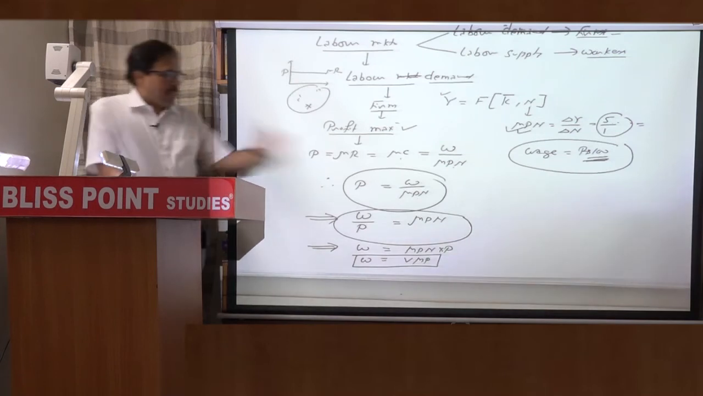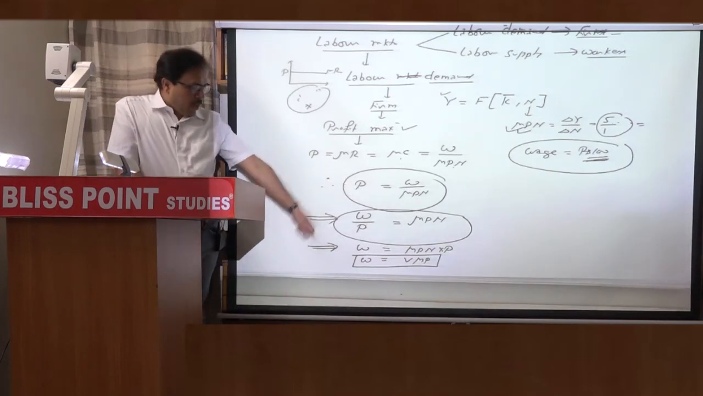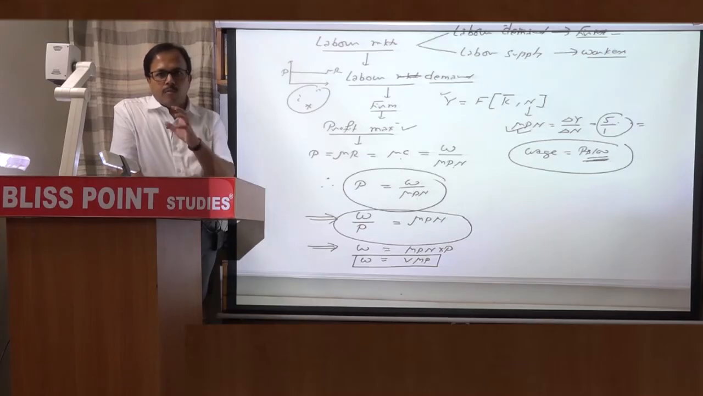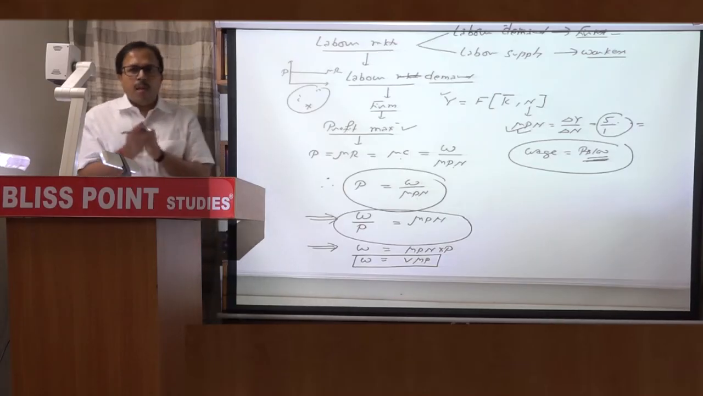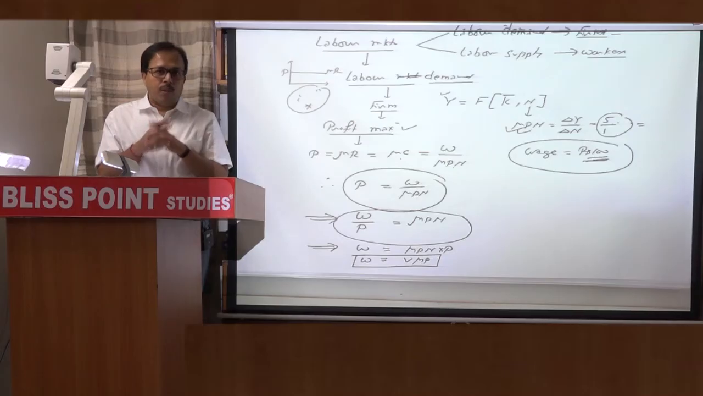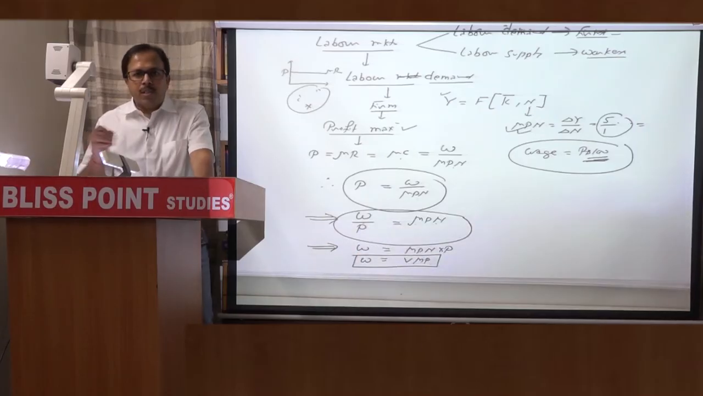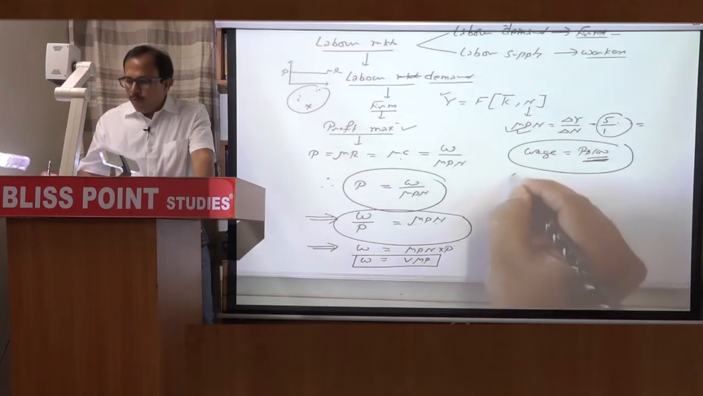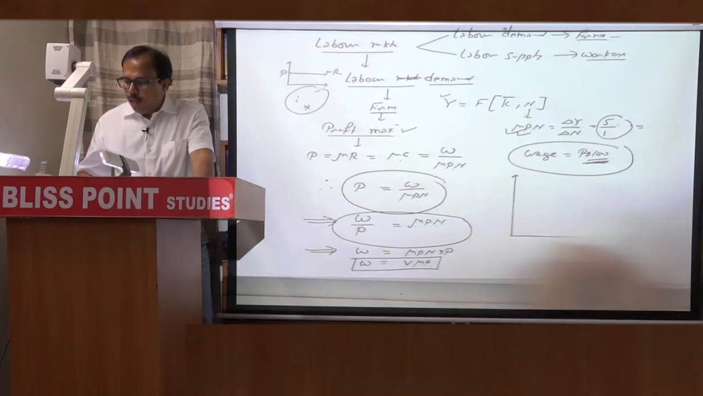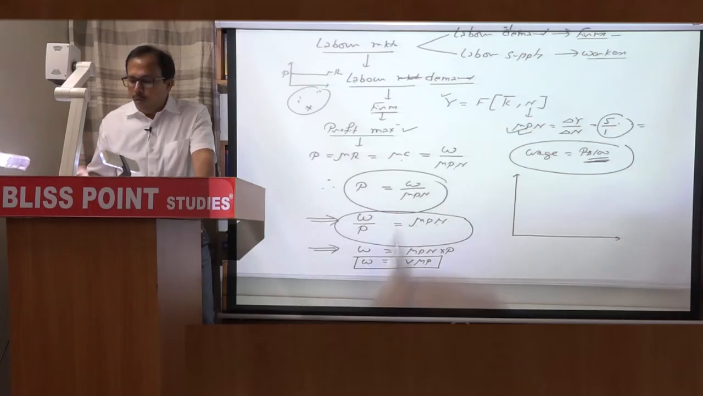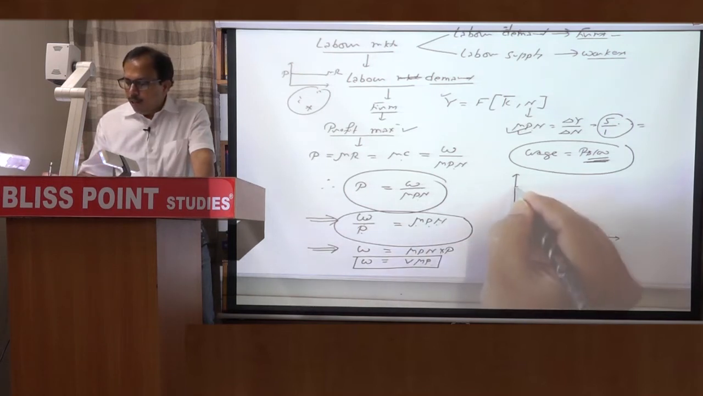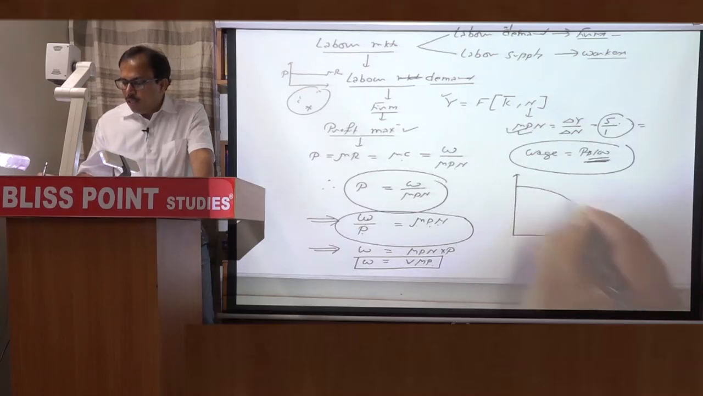So either you can state it in terms of nominal, or you can state it in terms of real. So the firm's profit gets maximized when it employs that much labor where marginal product of labor is equal to real wage, or value of marginal product is equal to nominal wage. You can state it in any form. And what is the MPN curve? MPN curve, as you derived in the first diagram, is negatively sloped.